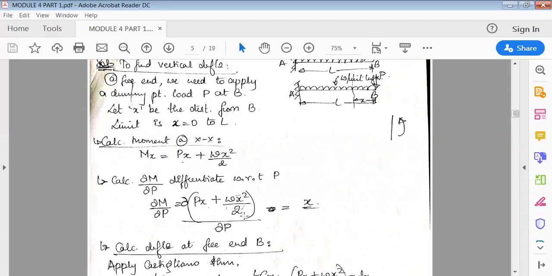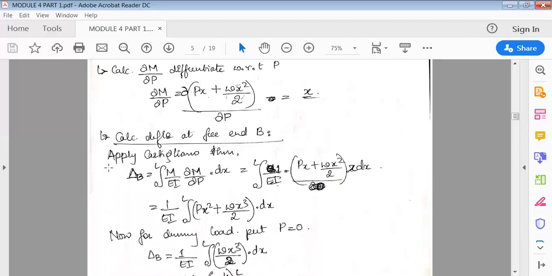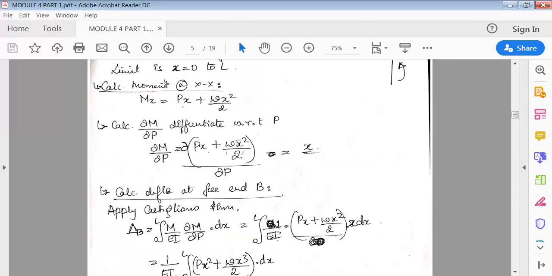Now how to solve this: see here, there is no P in the second term, so leave this. Then only take this parameter, ∂(Px)/∂P. So ∂P by ∂P I'll cancel, and I'm left with this x term. So x is the ∂M/∂P. Next, calculate the deflection at the free end. I've calculated both Mx and ∂M/∂P.